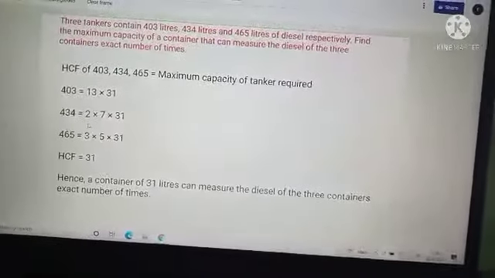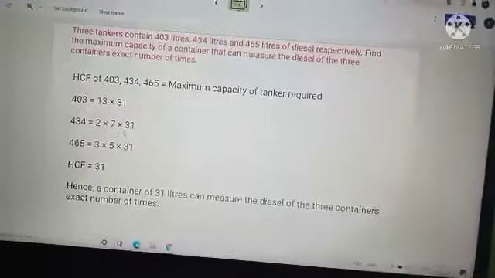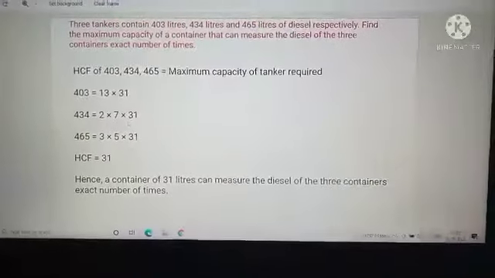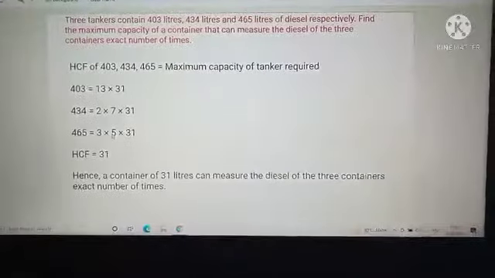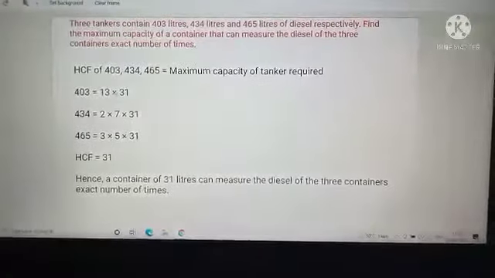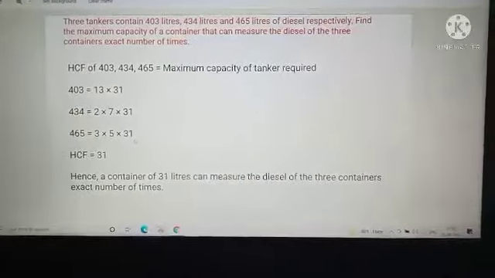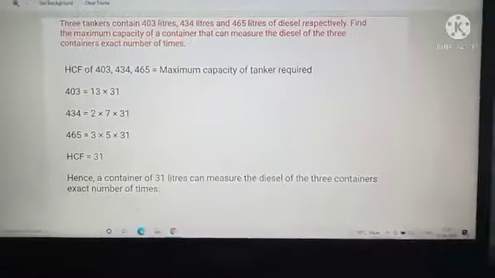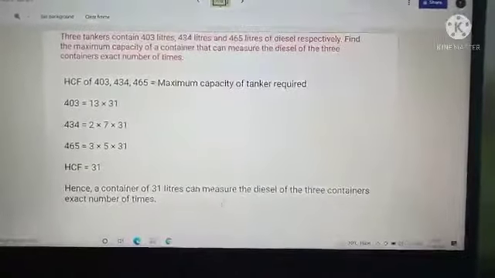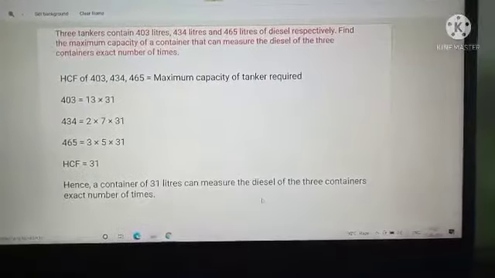434 is equal to 2 into 7 into 31. 465 is equal to 3 into 5 into 31. Is any number common here? Yes, 31 is common. That is the HCF. Hence, a container of 31 liters can measure the diesel of the 3 containers exact number of times.